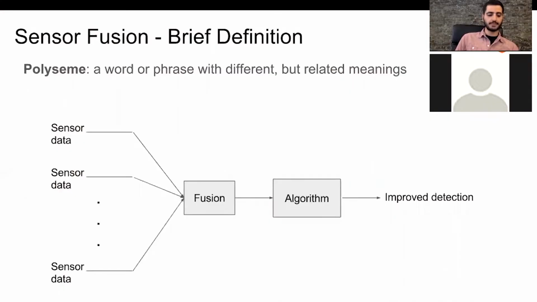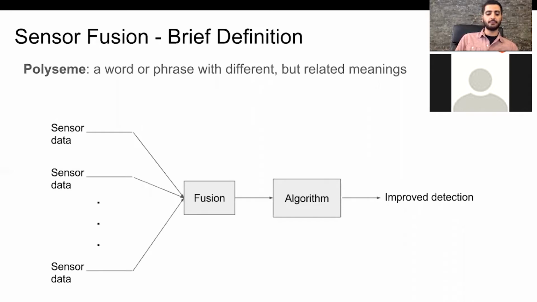So in a basic example for detection or classification or whatnot, we start with some sensor data, we usually have some algorithm, and then we get a detection. With sensor fusion, one way to do things is to actually merge different sensor streams into one module, into one stream, and then feed that into our algorithm to get an improved detection as opposed to just using one sensor.